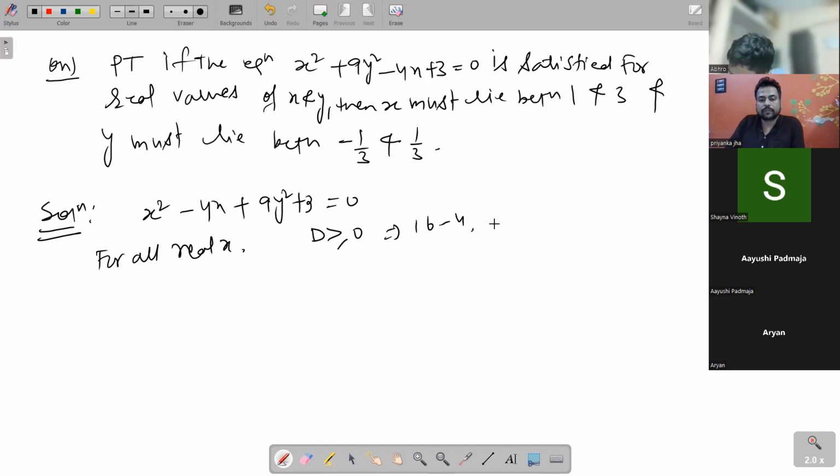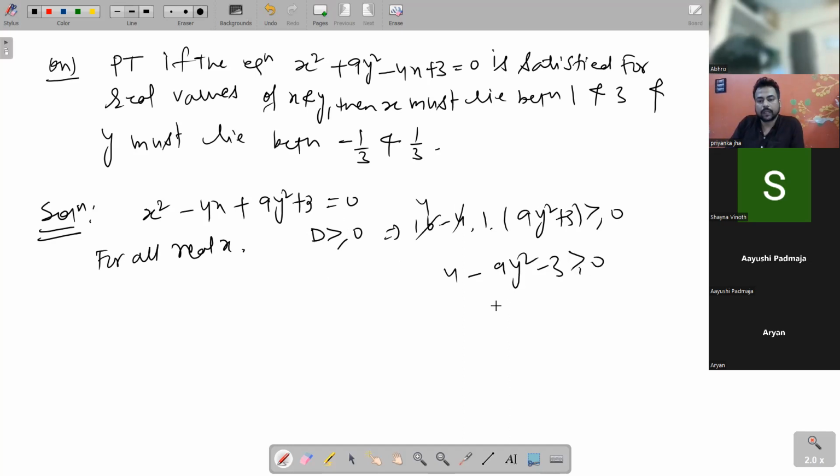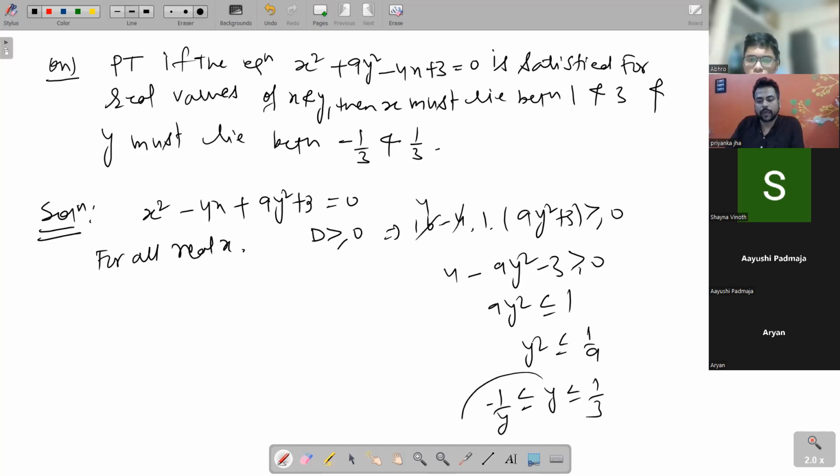So b squared minus 4ac is greater than or equal to 0. The 4 and 4 cancel, giving 4 minus 9y squared minus 3, so 9y squared is less than or equal to 1. So y squared is less than or equal to 1 by 9. See, we got y. That is fine.